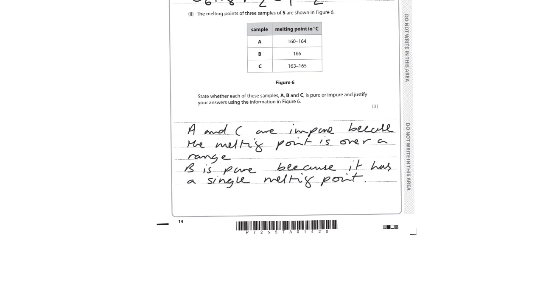And the 3 marks were identifying A, C and B correctly, and then 1 mark for saying that there was a range and 1 mark for saying that it was just one melting point. Part B says a scientist used chromatography to investigate compound S. In the conditions used, compound S has an RF value of 0.22.